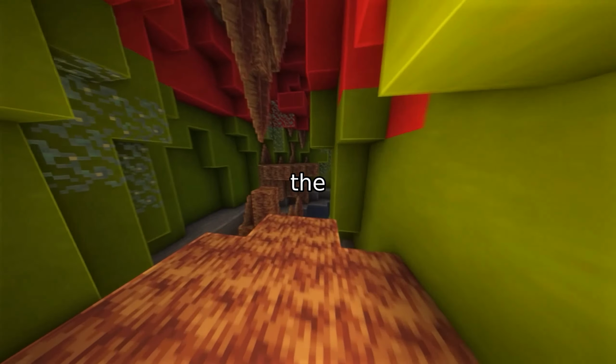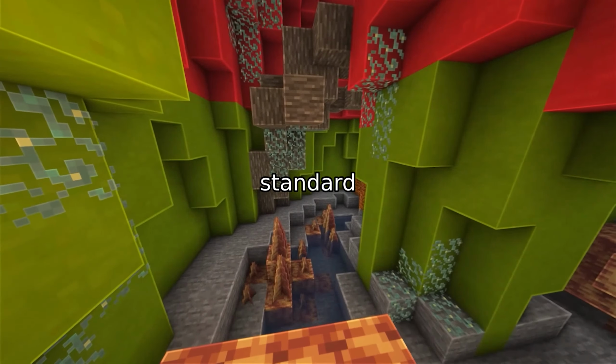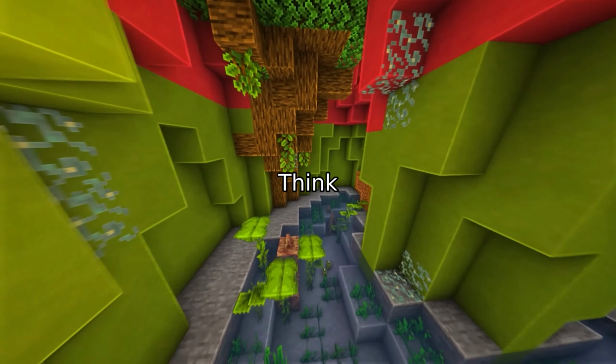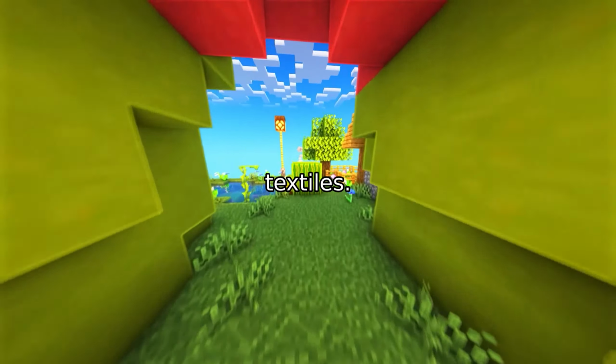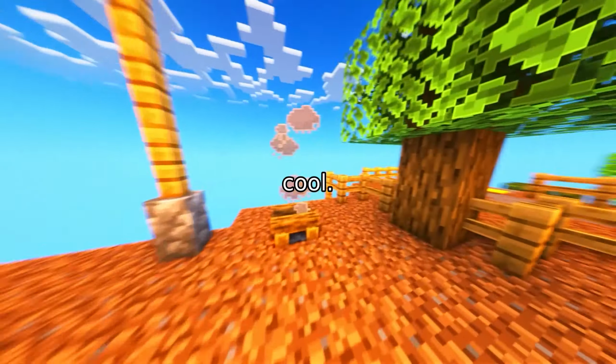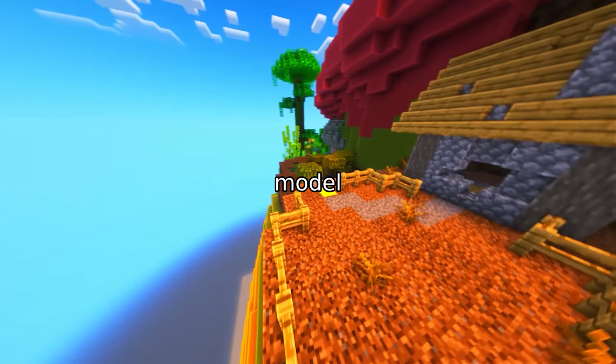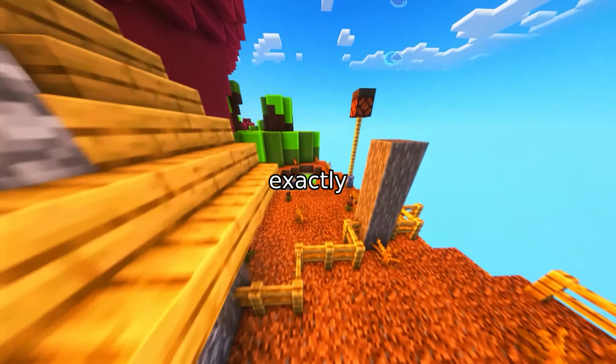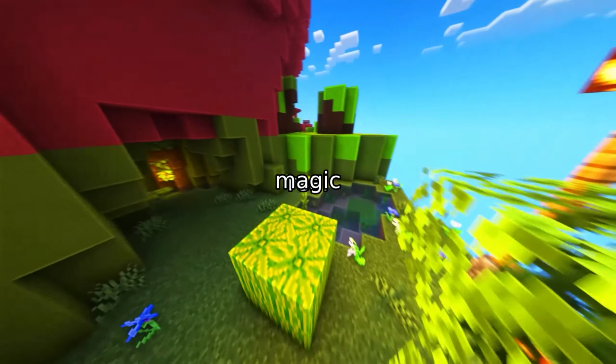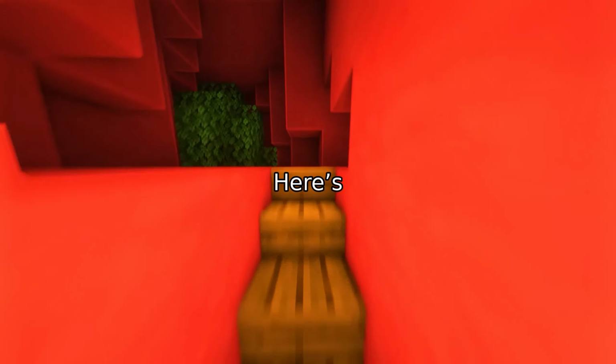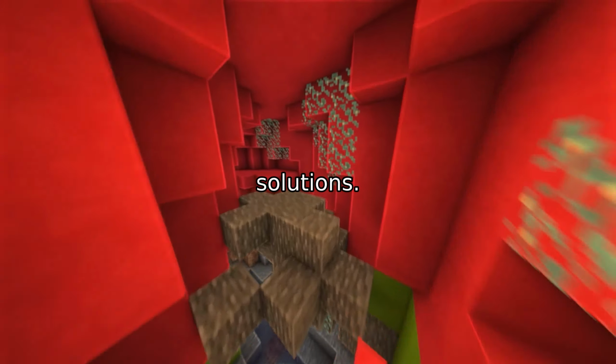Researchers tested these ideas on the MVTec AD dataset, a gold standard for spotting tiny flaws in surfaces. Think cracks in metal sheets or defects in textiles. The results? Pretty cool. In one experiment, a model not only spotted a crack, but also highlighted exactly where it was with a heat map. But the real magic happened when they mixed techniques. Here's the kicker: hybrid approaches beat single-method solutions.